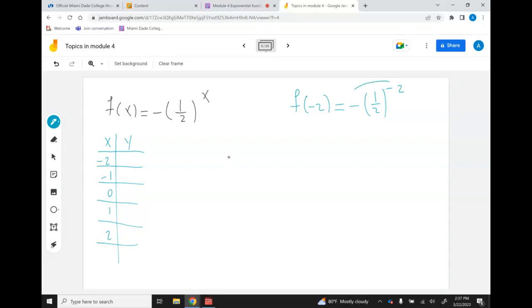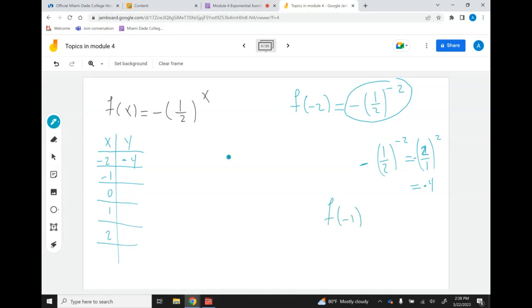So what do I do with this? We have to be very careful. Remember, let's take care of the exponent first. 1/2 raised to the -2 is actually 2 over 1 raised to the +2, and that is equal to 4. Now you take care of the negative, and so therefore you end up with -4. You see? And you continue that process.